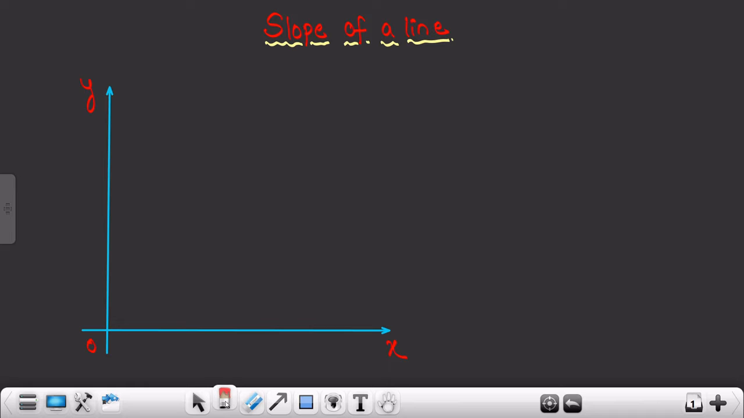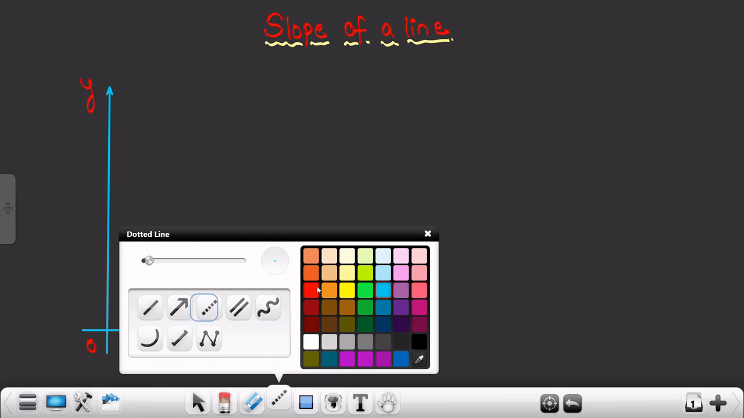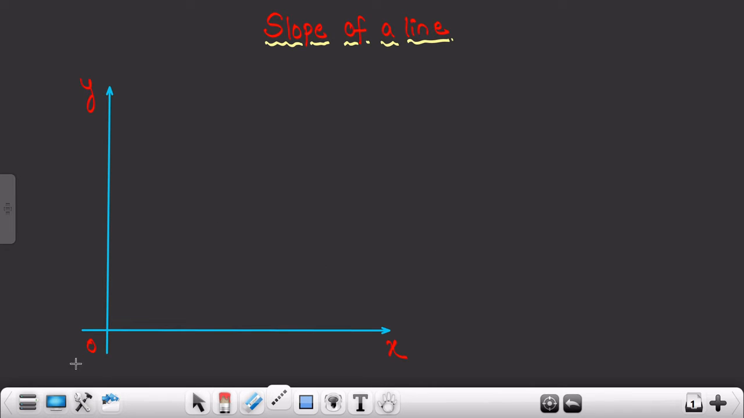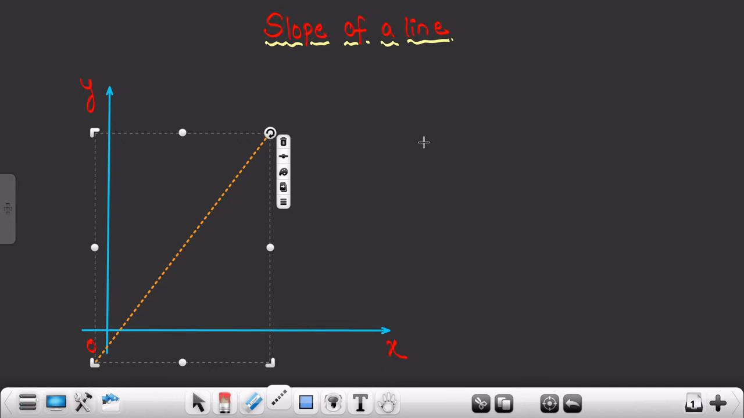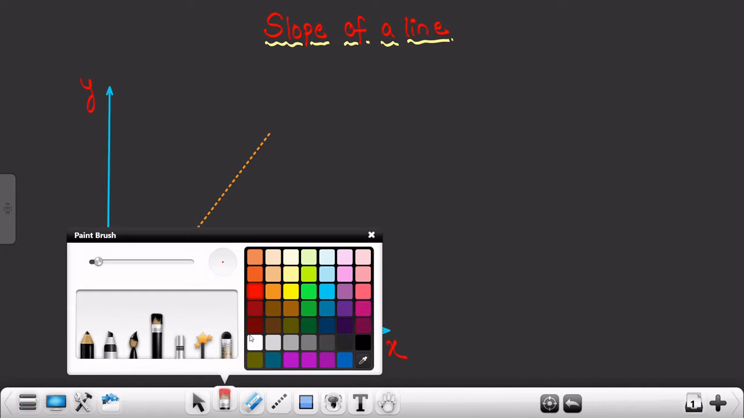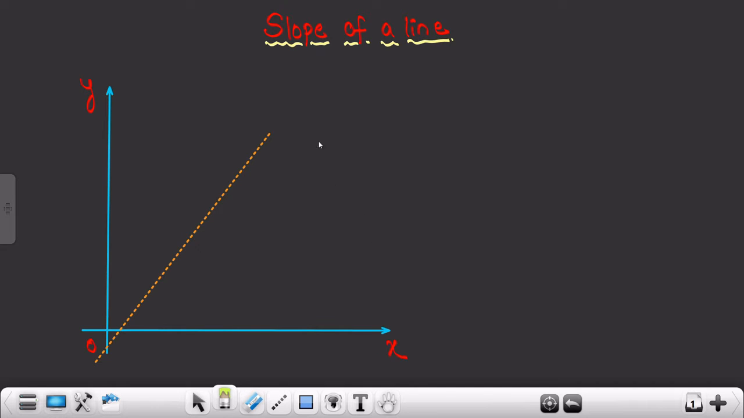Now let's suppose I am passing one line through the x and y axes in this way. How are you supposed to calculate the slope of this particular line? Just a second, let me decrease its thickness. Yeah, something like this.